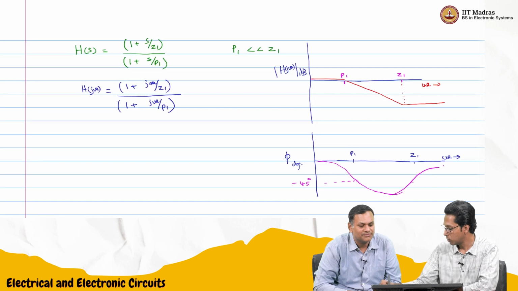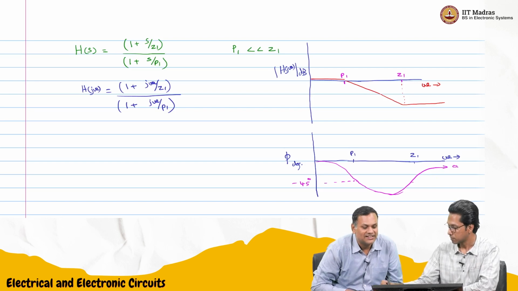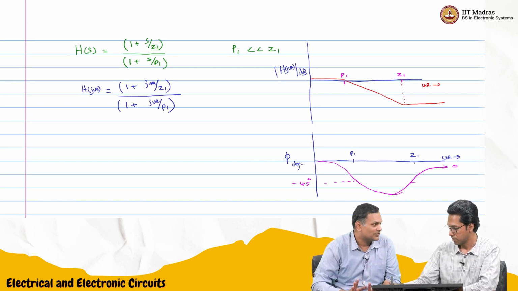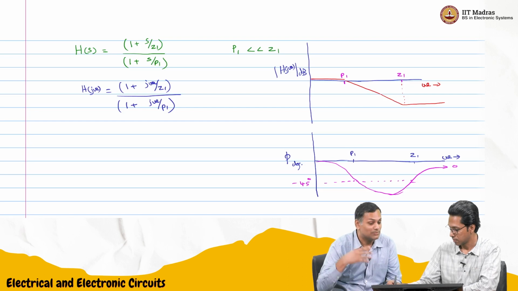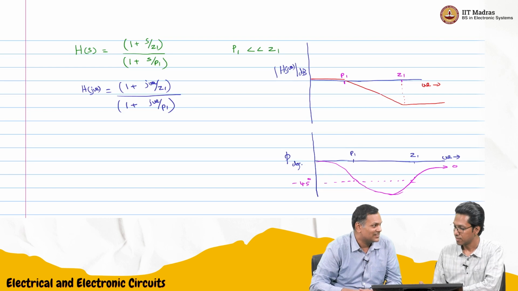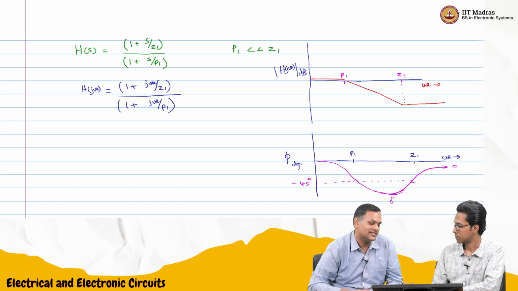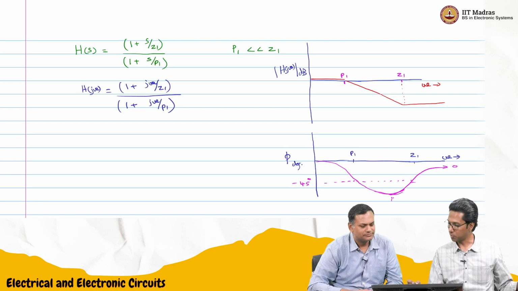And finally, it will go to zero phase. And at Z1, it will be minus 45, at both P1 and Z1, as long as Z1 is much, much larger than P1. The closer they get, it will start deviating. That also decides how much it will go down. But approximately it will be something like that.